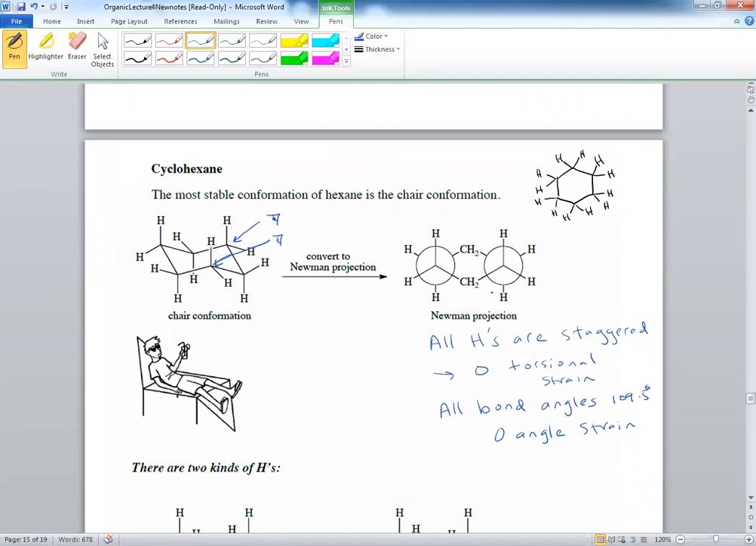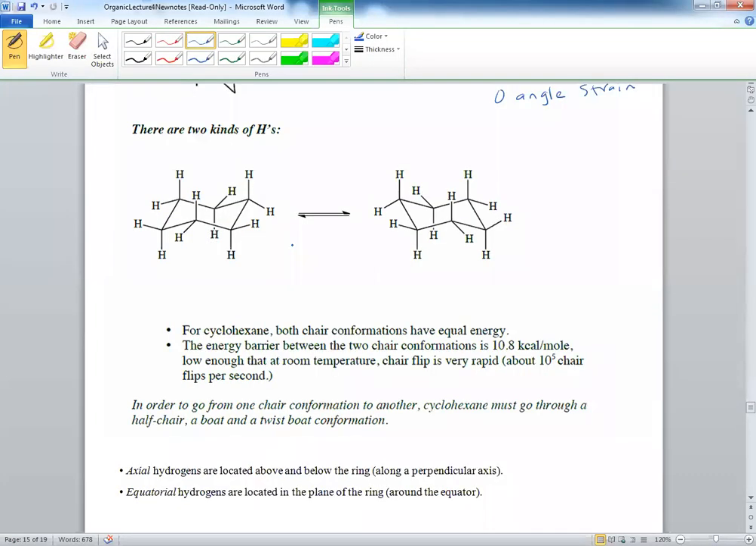Right here. So beautiful, it works out to be very beautiful. Now there are two kinds of H's that you need to know very well.